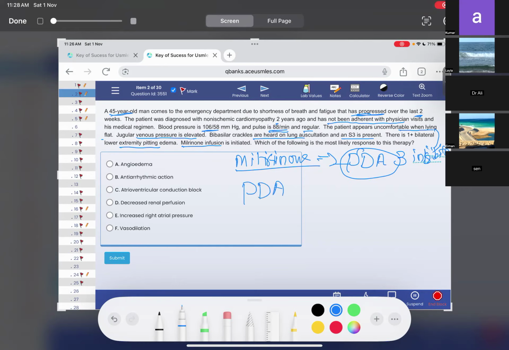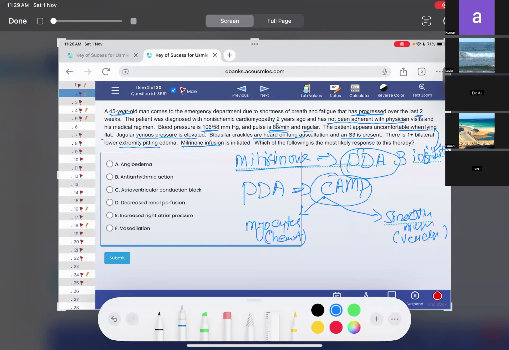AMP. Yes, excellent. Cyclic AMP. So what happened? This cyclic AMP will have two types of functions. First, it will act on the myocyte, and second, it acts on the smooth muscles. And we know that smooth muscle is present in the vessels. Means myocyte in heart and in vessels.